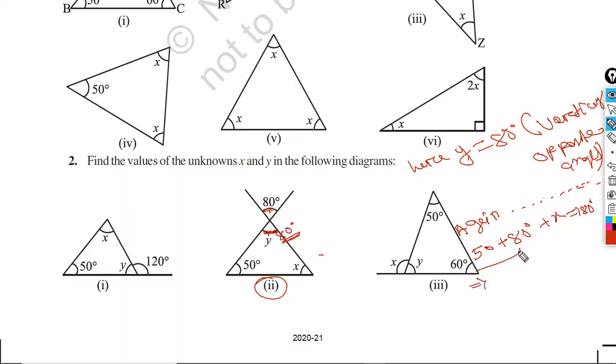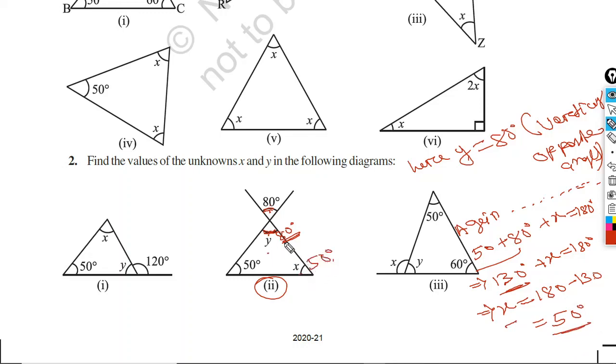implies 50 plus 80, add them, 130 degree plus x equals 180, implies x equals 180 minus 130. You just transpose this 130 to the RHS, then it will be equal to 50 degree. So here you see x equals 50, and y equals 80, and another angle is 50 already.